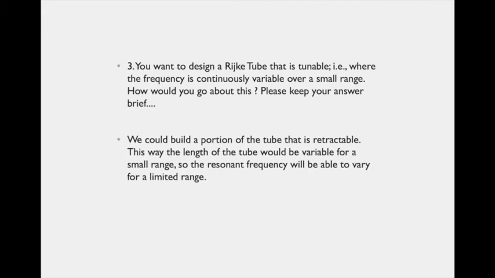And now, if we want to design a Rijke tube that is tunable, where the frequency is continuously variable over a small range, we will build a portion of the tube that is retractable. This way, the length of the tube will be variable for a small range, so the resonant frequency will be able to vary for a limited range according to the resonant frequency formula, which specifies it is the speed of sound divided by 2 times the length of the tube.